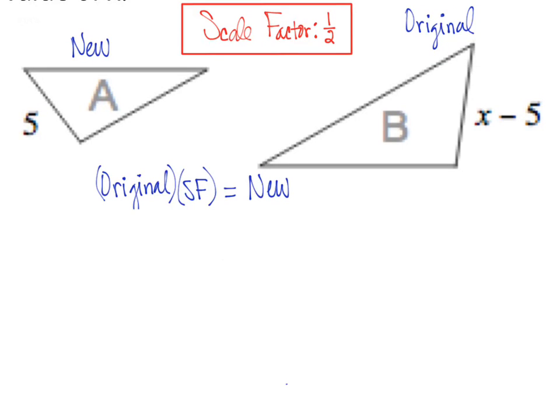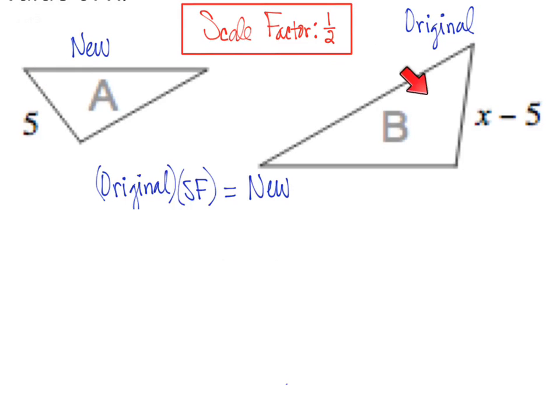Okay, ladies and gentlemen, so here we have the problem on similarity. And we know that our scale factor is 1/2, right? We also know that the new shape is A and the original shape is B. And this makes sense because since our scale factor is less than 1, our shape should be getting smaller. So here's the original, and it becomes this, which is considerably smaller.